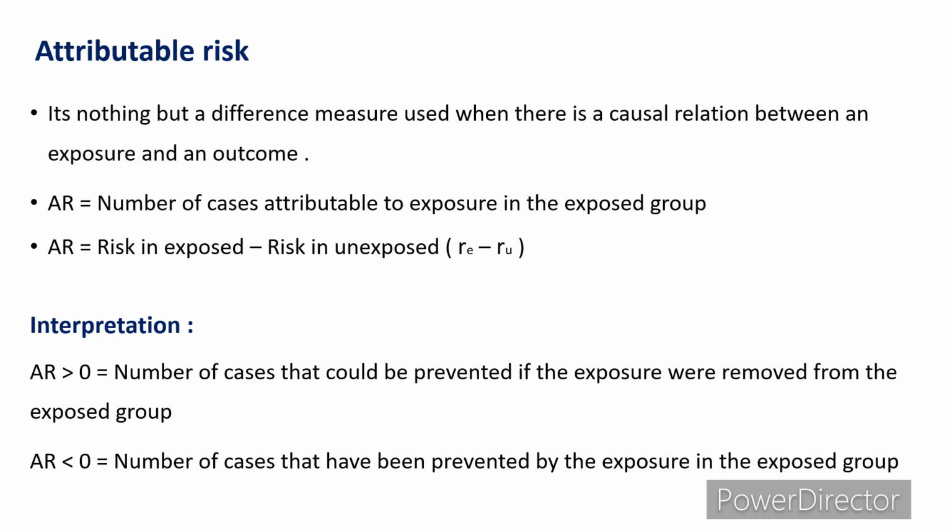Attributable risk is nothing but the number of cases attributable to exposure in the exposed group, or in simple words, AR is risk in exposed minus risk in unexposed. And how do we interpret it? When attributable risk is more than 0, it is the number of cases that could be prevented if the exposure were removed from the exposed group. If AR is less than 0, it is the number of cases that have been prevented by the exposure in the exposed group.